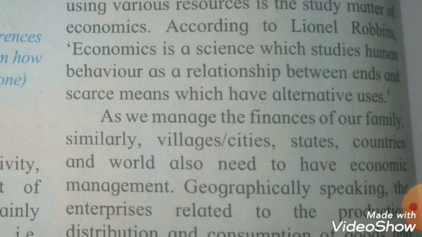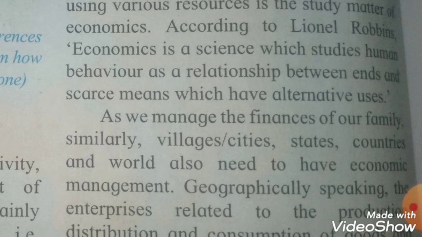Next paragraph: as we manage the finance of our family, similarly villages, cities, states, countries, and the world also need to have economic management. Like our family finance management, villages, cities, states and countries also have their economic management. How to run the government, the nation, the village? For that purpose there is a budget every 5 years. The government declares the budget on the basis of their income, for the development of that state or country.